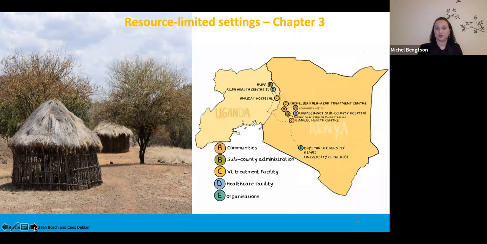In chapter 3, we provide a context analysis of our field research in East Africa, where we traveled in Kenya and Uganda. We chose to go to East Africa because current diagnostic tests perform quite well in India, for example, but they don't perform as well in East Africa.